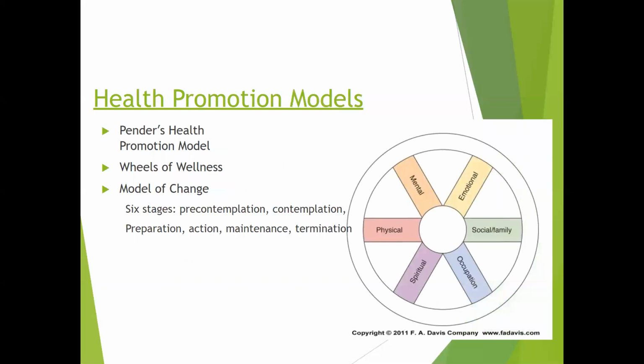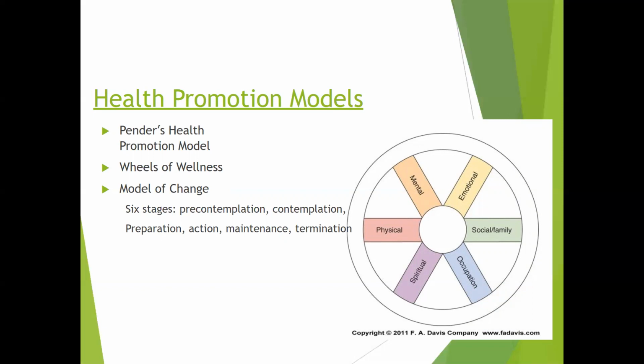So there are different health promotion models depending on who you talk to. Pender's health promotion model has 3 groups of variables that affect health promotion: individual characteristics and experiences, behavior-specific cognitions, and affect and behavioral outcomes. So that's what he looks at.